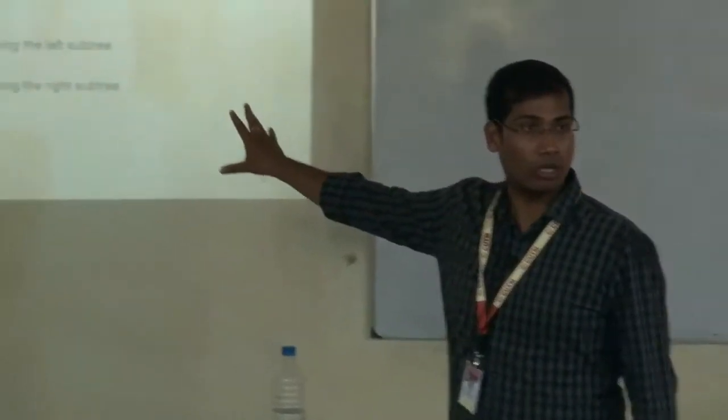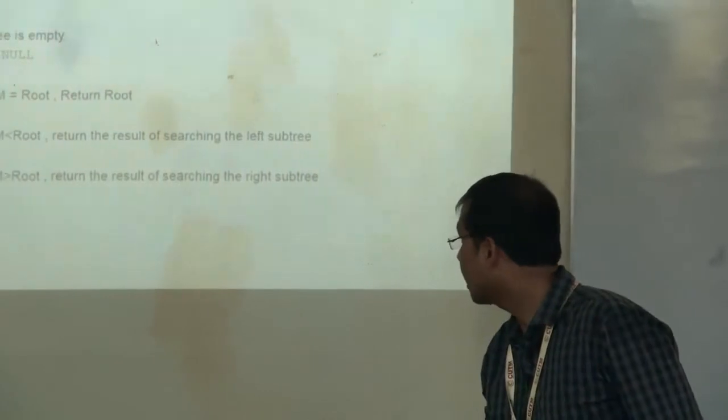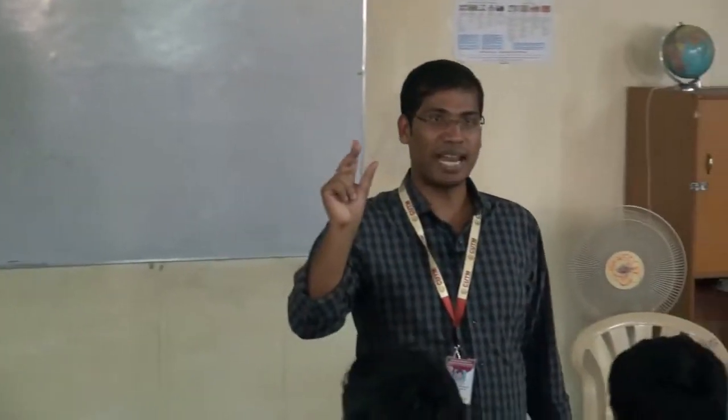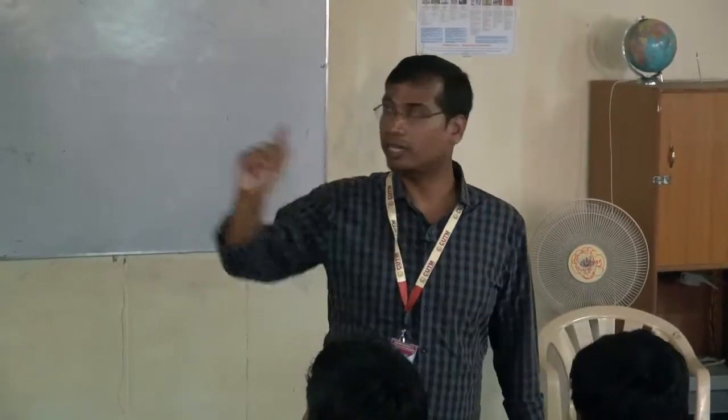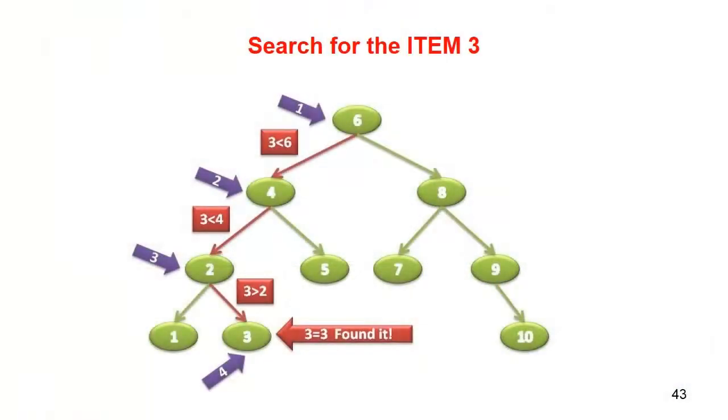So now you got this code. This is pseudo code. This is not a programming language. I have not used one, it's only pseudo code. What is my item? 3. So it is well labeled, you can easily understand. The arrow mark is there, 1. That is the first comparison. Compare 3 with 6. So 3 is less than 6.